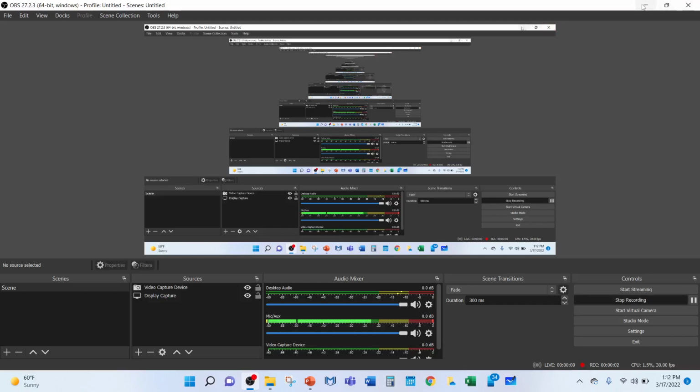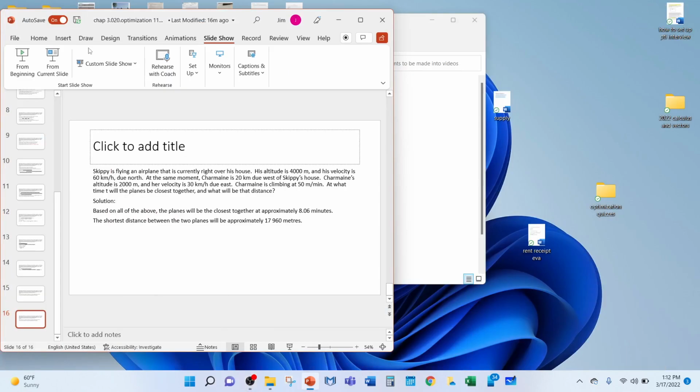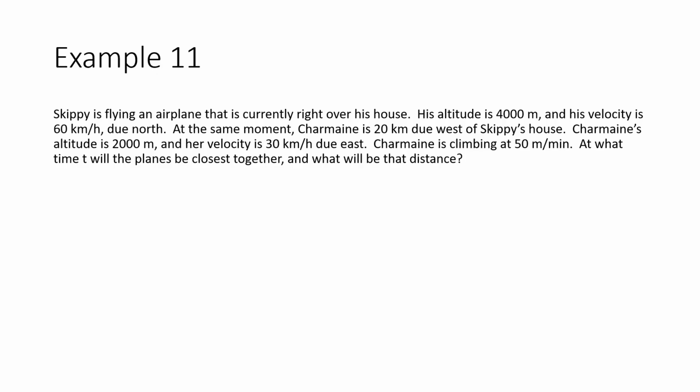In this video, we're going to determine the minimum distance between two moving objects in 3 dimensions. We have Skippy flying an airplane that's currently right over his house. His altitude is 4,000 meters and his velocity is 60 kilometers an hour due north.